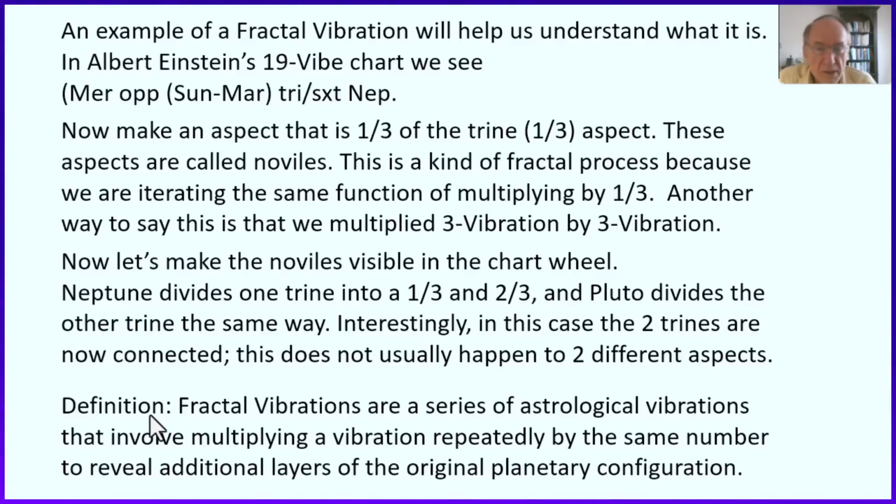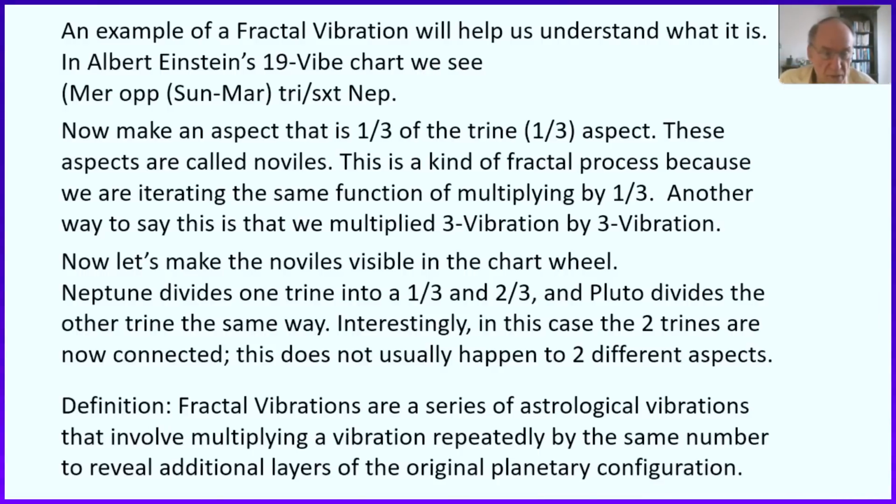The fractal vibrations are a series of astrological vibrations that involve multiplying a vibration repeatedly by the same number to reveal additional layers of the original planetary configuration. Vibration means like thirds. So we take a series of vibrations. We have thirds in Einstein's 19 vibration chart, and then we take thirds of the thirds, repeating the same number, the 3, tripling, and it reveals additional layers of the original configuration.